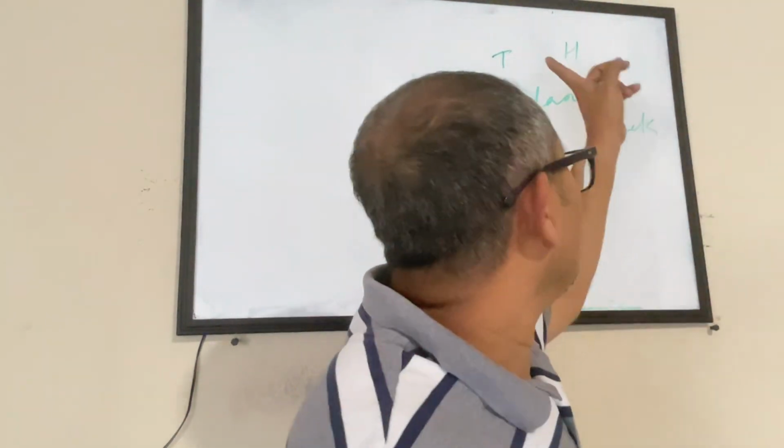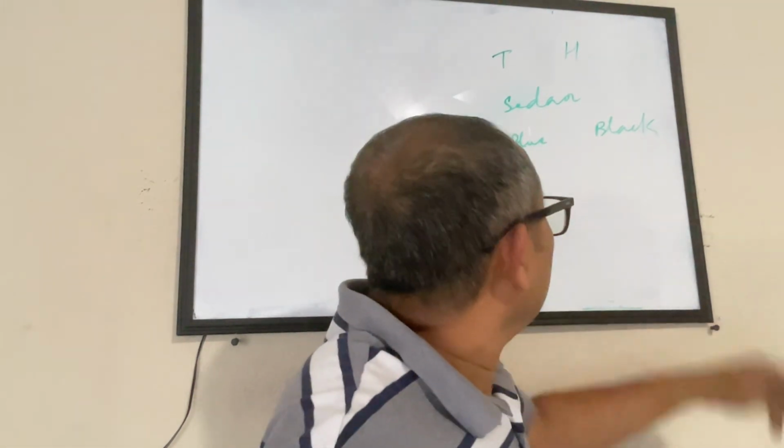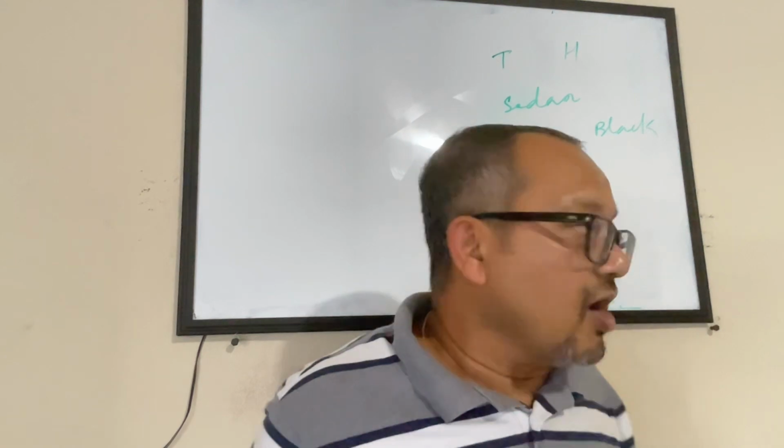So you can either get Tesla and a Honda. Toyota. Tesla is way too expensive for me. So you can get a Toyota and a Honda, or only a sedan. Yes, sedan. Only a sedan. Okay. So how many options do I have?